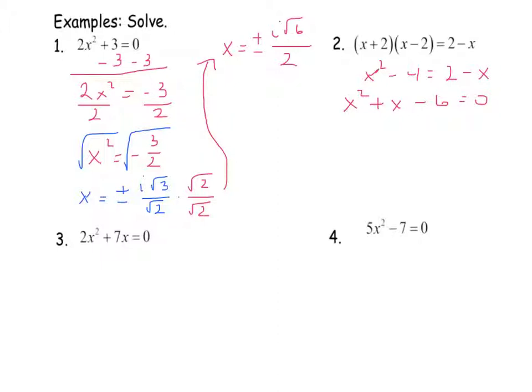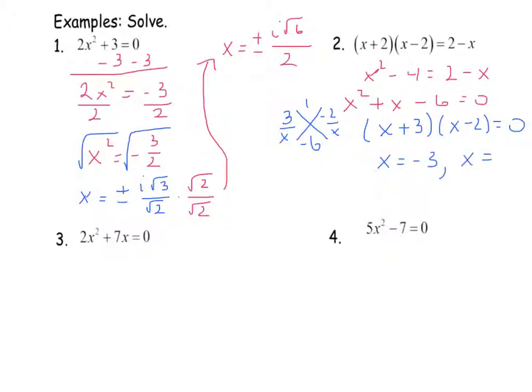So now I'm going to see if I can factor this using the diamond. So I have 1 and negative 6. So I could have 3 and negative 2 over x. So factored form is x plus 3 times x minus 2 equals 0. And so the two solutions are x equals negative 3 and x equals 2.